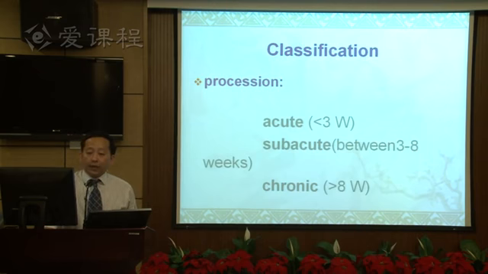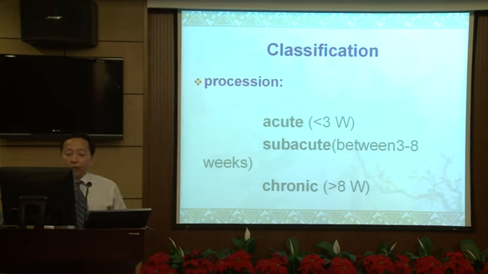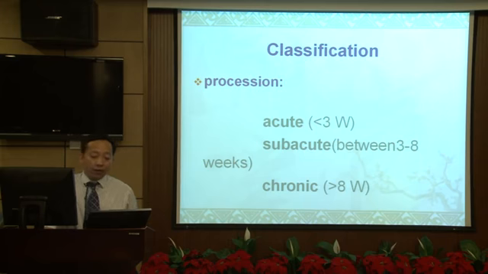And the surgical infection classification according to procession can be divided into 3 groups. One is acute surgical infection, another is subacute surgical infection, and another is chronic surgical infection. So acute surgical infection means less than 3 weeks, subacute between 3 to 8 weeks, and chronic more than 8 weeks.